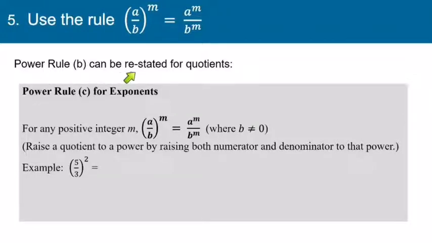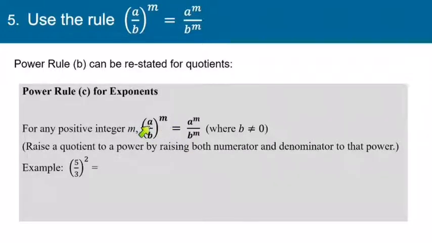Now, when we had power rule B, we had a product inside the parentheses. We can also restate this rule for quotients, and we will call this power rule C. So for any positive integer m, the quotient a over b, all raised to the m power, can be written as a to the m over b to the m, as long as b is not 0, because remember, we can never let a denominator equal 0.